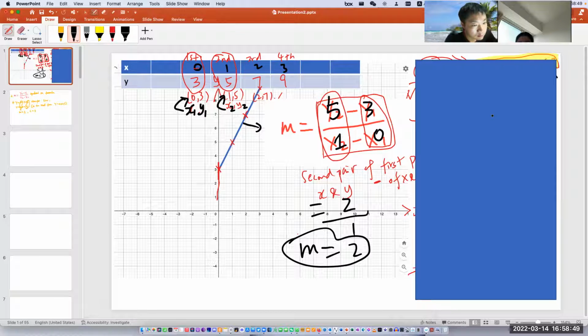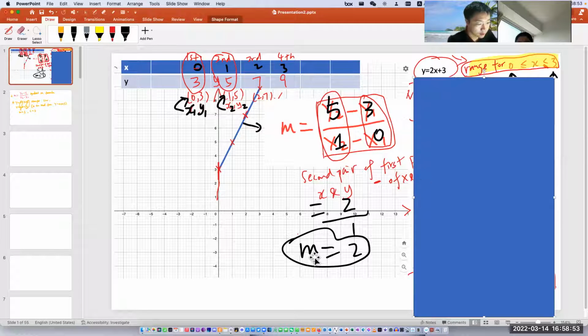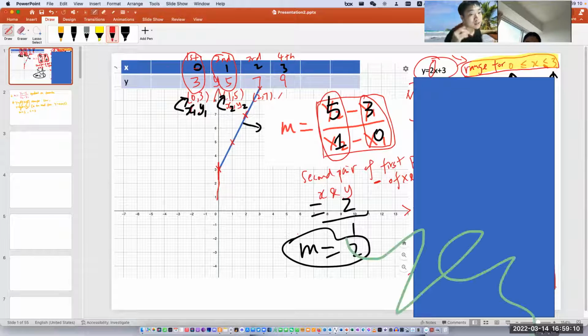Now you can double check. m is equal to 2. Can you see that your m is also equal to 2 from the equation given? That's how you find the m using the formula. Are you clear? I'm teaching you the second way to find the gradient, which is using the formula.